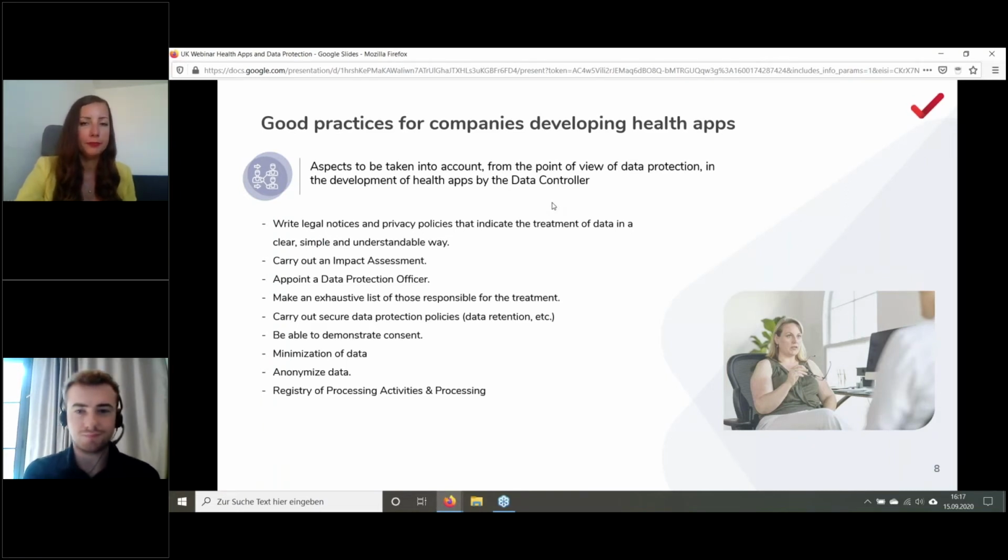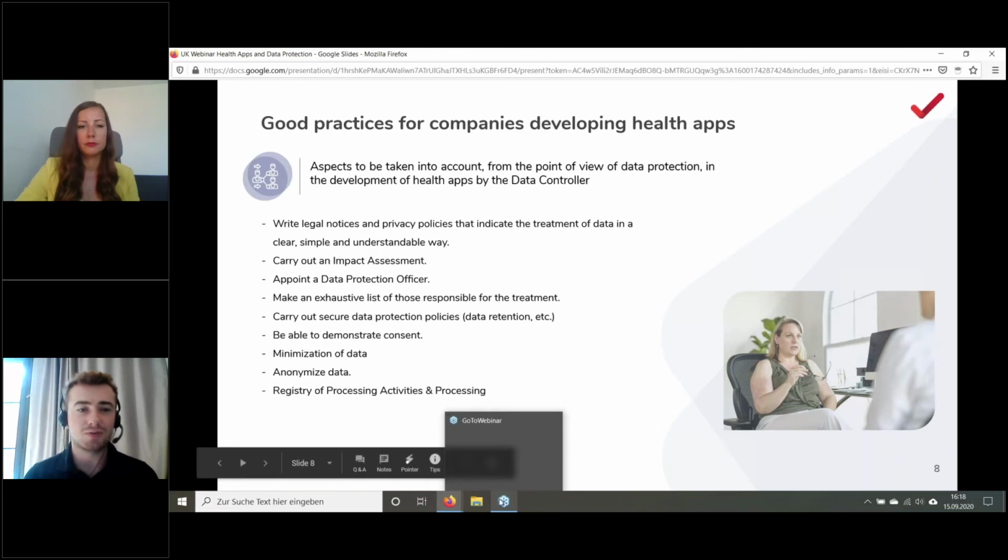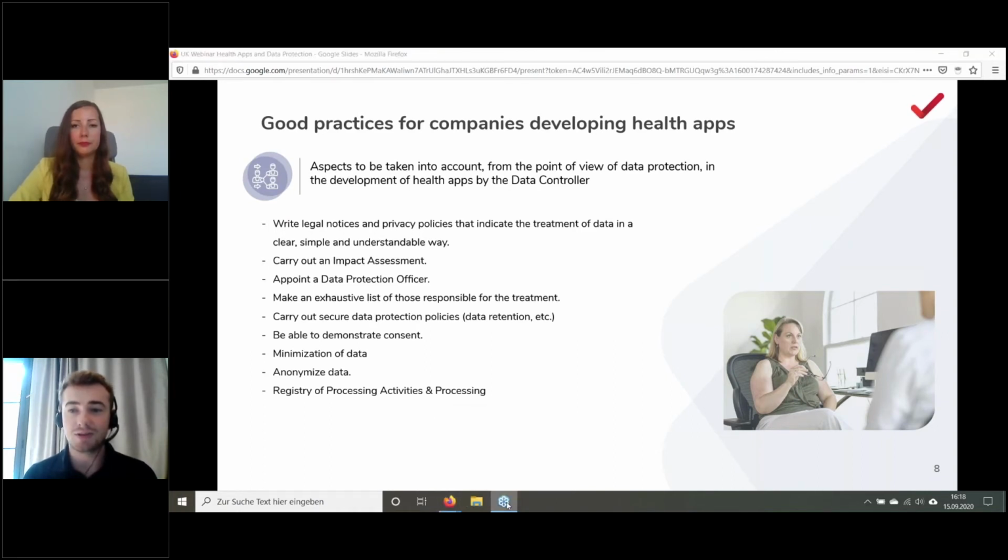Okay, so as you can see, there are a number of good practices that data controllers can take in order to be safe in the knowledge that they have a strong approach when building and developing their health apps. As you can see, these stem from relatively simple messages that every organization should incorporate into their data privacy understanding, such as minimization and anonymization, having simple and approachable privacy policies and legal notices, and also noting their processing activities down.